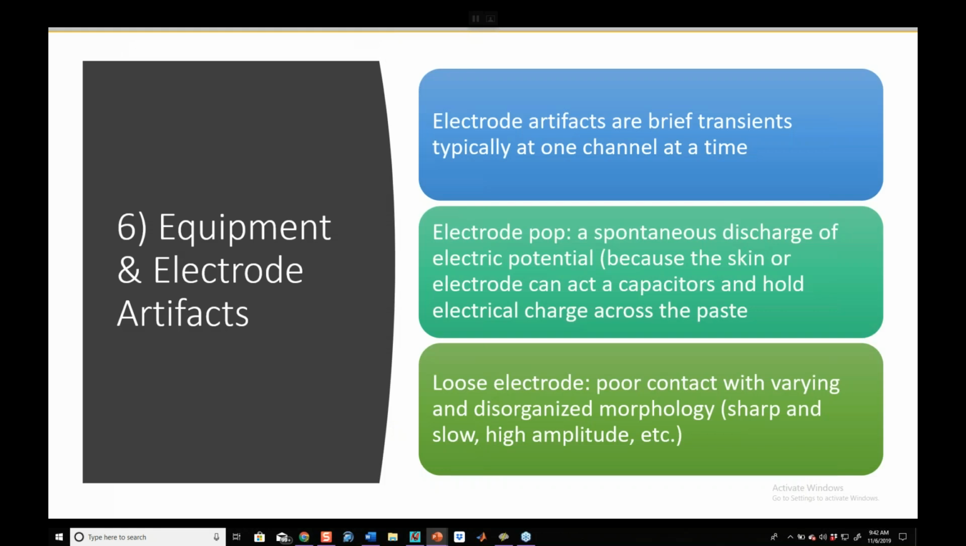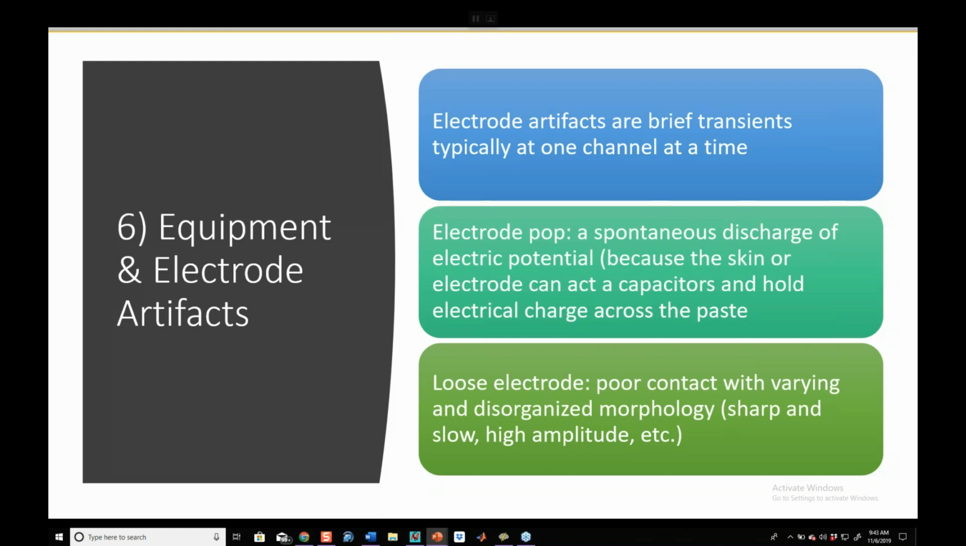So on that note, let's move into equipment and electrode artifacts. Electrode artifacts themselves are generally brief transients that happen one channel at a time, right? The one channel at a time piece is where you say, aha, it doesn't have field or phase. There's nobody else doing the same dance. A transient means that it's going to come and go. Okay? An electrode pop is a spontaneous discharge of electric potential. And usually there's like a little air bubble in your gel, or your electrode isn't secured well enough. And so you have a resulting pop.